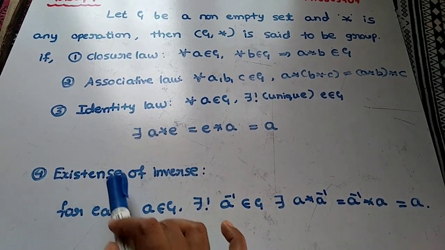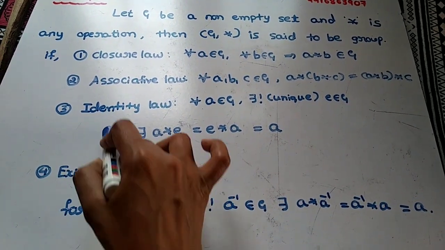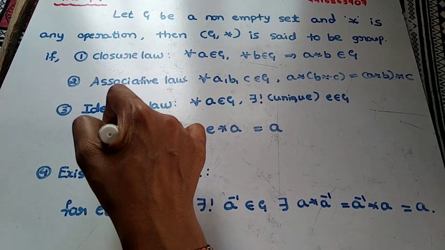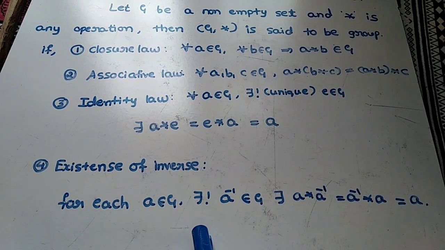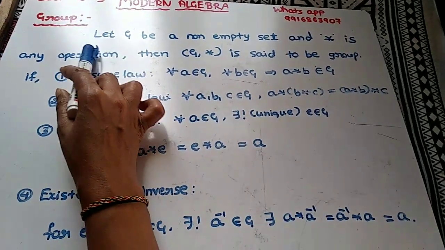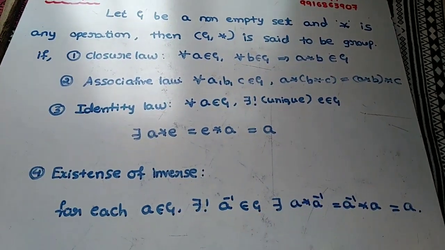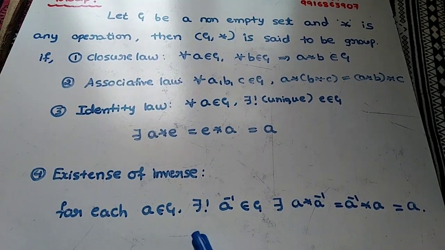If it satisfies monoid, so these all are what? If these three are satisfied, then it is a monoid. A monoid with the existence of inverse satisfied is said to be what? Group.